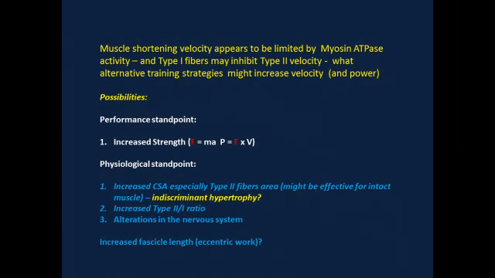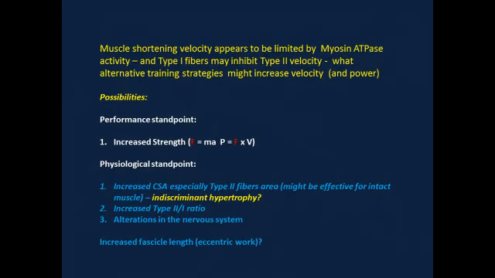Now, as the muscle shortening velocity appears to be limited by the myosin heavy chains, and type 1 fibers may inhibit type 2 velocity characteristics, then we need to think about other training strategies besides just working on velocity or power output all the time. One of the things that we need to consider then is actually working on the force characteristics, force generating characteristics of the muscle. In other words, increasing strength, increasing maximum strength. So from a performance standpoint, we need to think about getting athletes stronger.